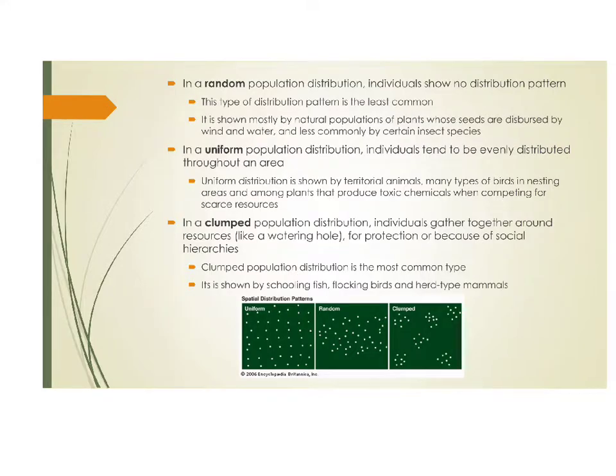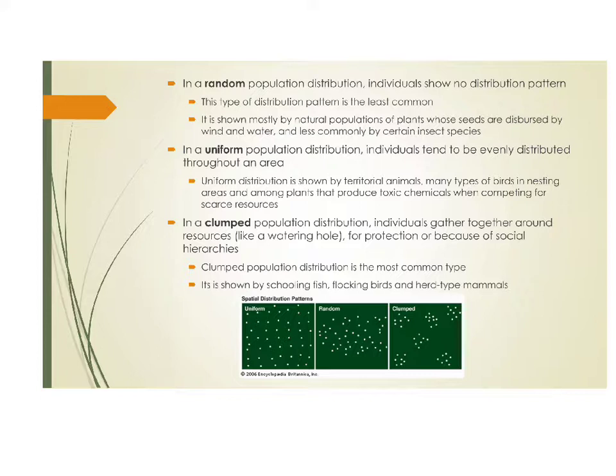In a random population distribution, individuals show no real distribution pattern. The individuals are scattered randomly across the area. They don't seem to care whether or not they're close or far away from each other. This type of distribution pattern is the least common in nature. It is shown mostly by natural populations of plants whose seeds are dispersed by wind and water, and it is also less commonly shown by certain insect species.